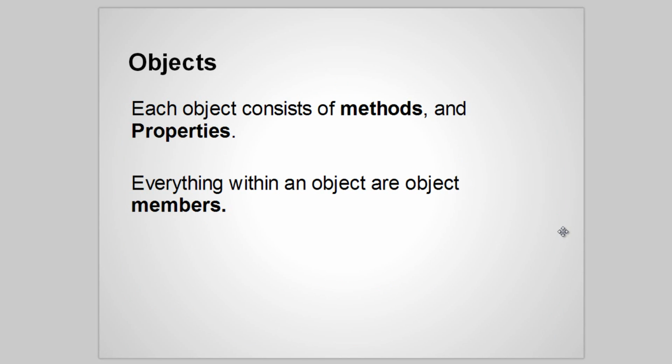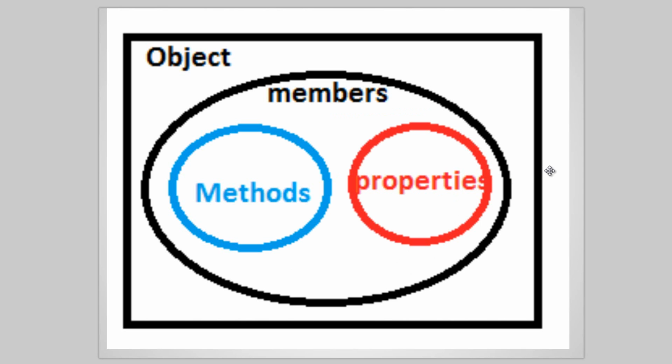Objects. Well, each object consists of methods and properties. Methods and properties together are known as the members of the object. So everything within an object are object members. So we can look at this little picture here. Yes, I did draw that in Paint because I'm pro, but that's beside the point. So this entire object, everything within the object is known as the members. We have methods and we have properties, and we'll be getting into what each one of these are.